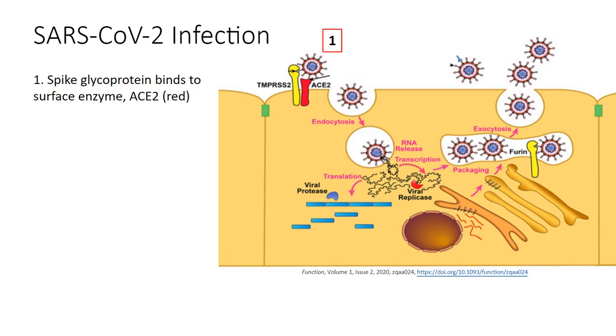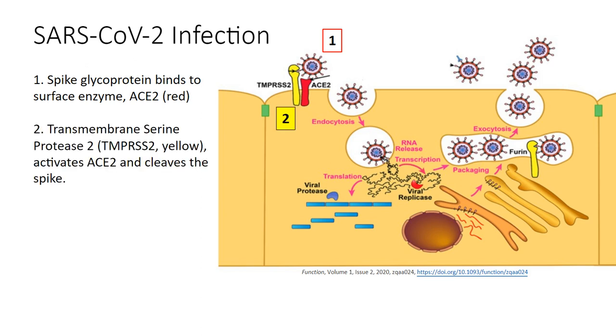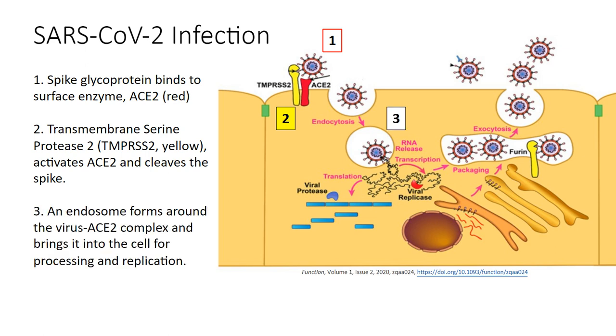So the process shown here is a little more complex, where the spike glycoprotein in the virus binds to the surface enzyme ACE2, which is in red. The next step, and I usually don't go into a huge amount of detail with this for my students, is that there is a transmembrane serine protease that is responsible for cleaving part of the spike protein, and that then activates the endocytosis of the virus particle. And the endosome comes in and brings it into the cell now. And you can see the same steps for replication and release.